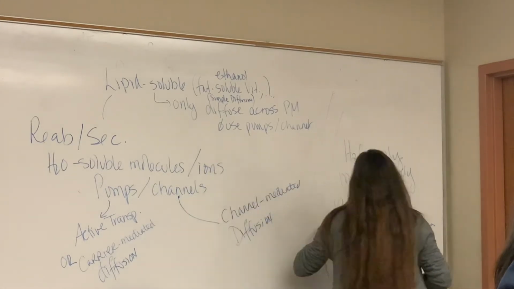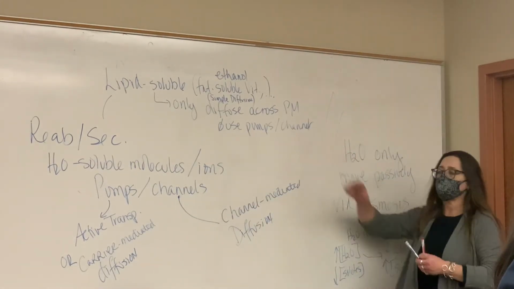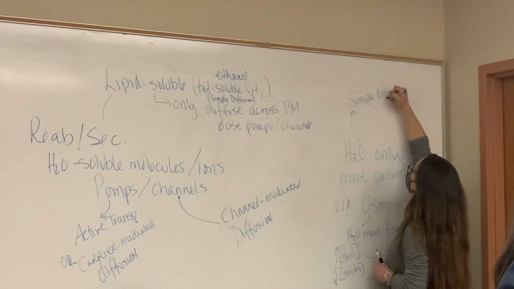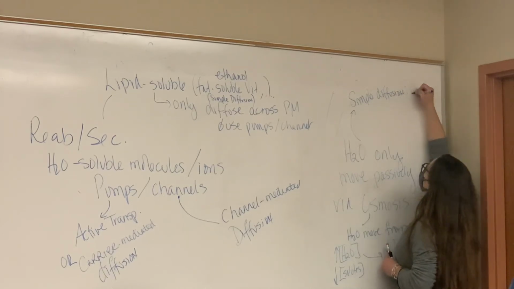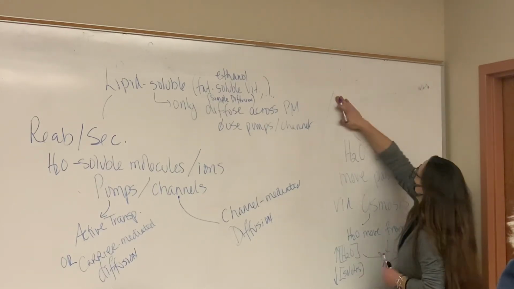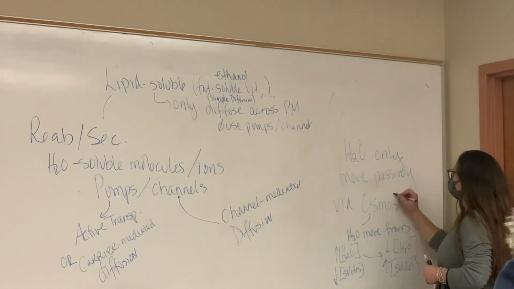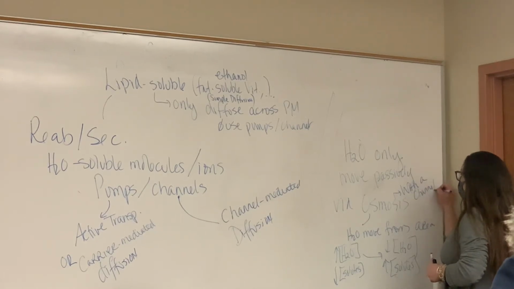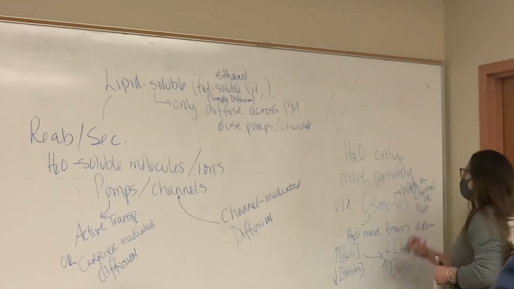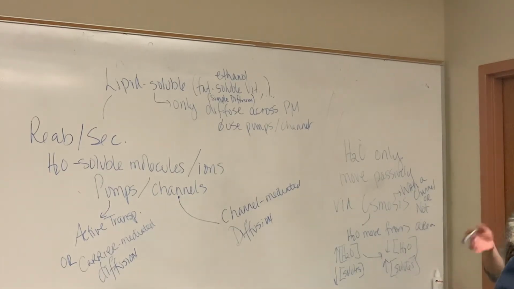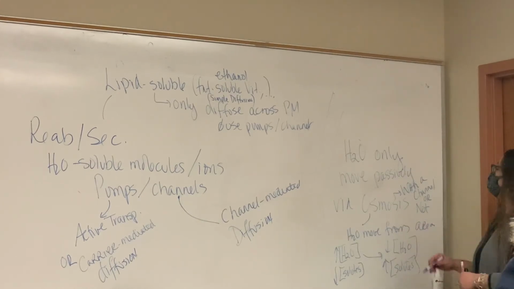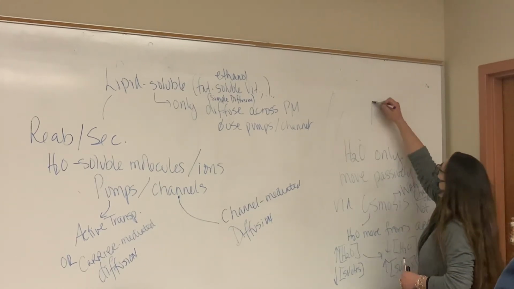Now, water can either freely diffuse across the membrane, which again is just basically osmosis. Actually, let's say it this way. We can do osmosis either with a channel or not. You can do osmosis with a water channel or not. Water doesn't need a channel, but if there are channels for water, it will diffuse faster. Okay? Water channels are called aquaporins.